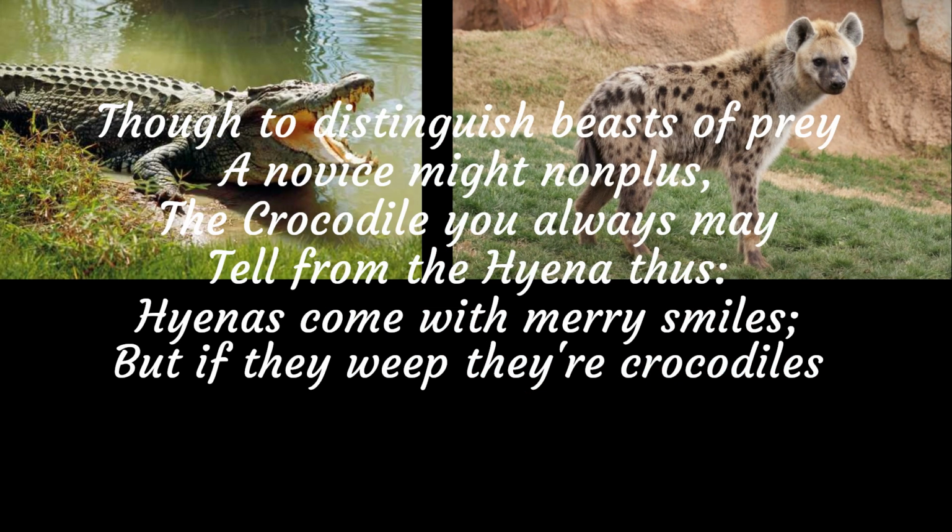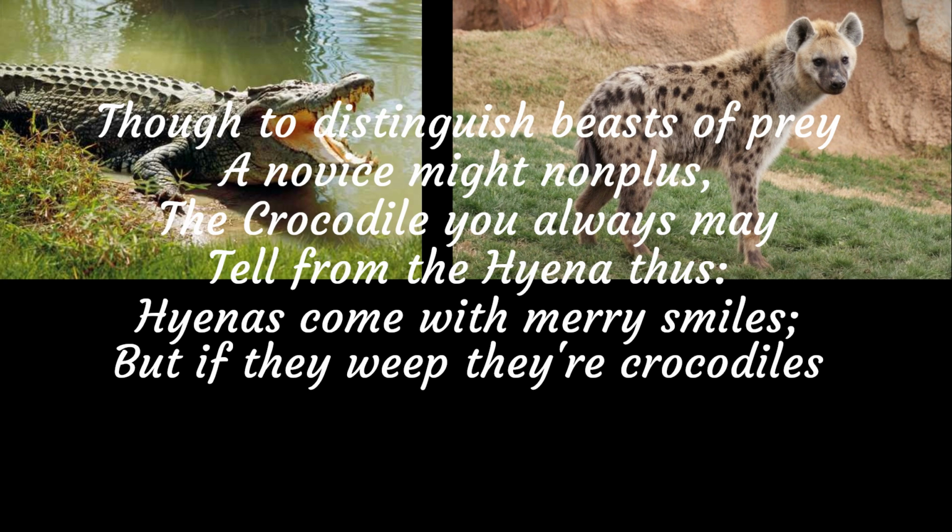The next stanza: Though to distinguish beasts of prey, a novice might nonplus, the crocodile you always may tell from hyena thus. Hyenas come with merry smiles, but if they weep, they are crocodiles. Now, this stanza has a description of two animals here. Poet says that to distinguish, to find the difference between the beasts of prey, that is, wild animals, carnivore animals, which hunt. So, beasts of prey.